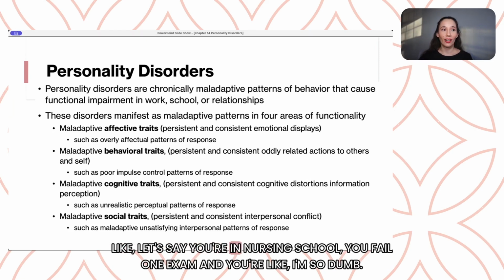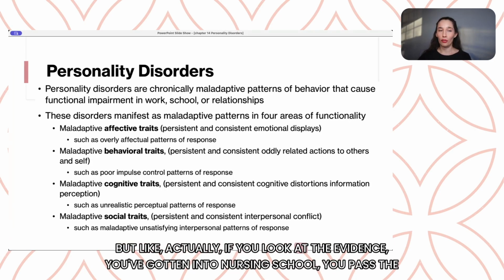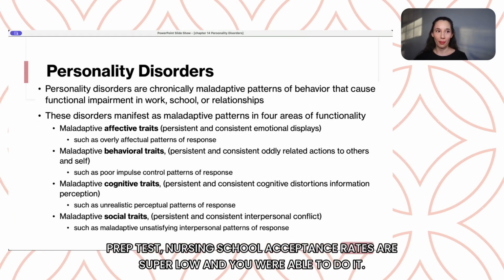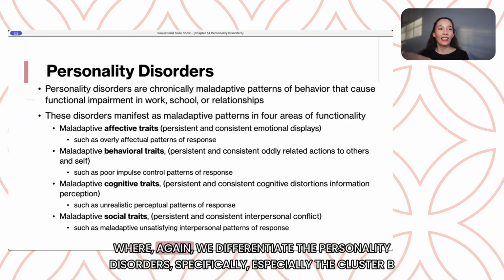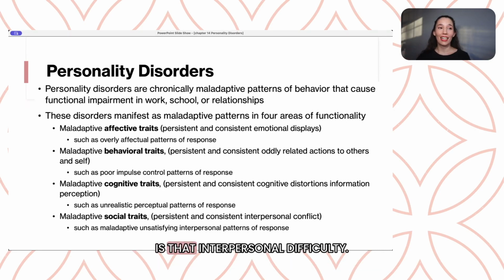Like, let's say you're in nursing school, you fail one exam and you're like, I'm so dumb. But actually, if you look at the evidence, you've gotten into nursing school, you passed the prep test, nursing school acceptance rates are super low and you were able to do that. So it's like, you know what I mean? It doesn't add up. Where, again, we differentiate the personality disorders, especially the cluster B, is that interpersonal difficulty. That's like the main thing.